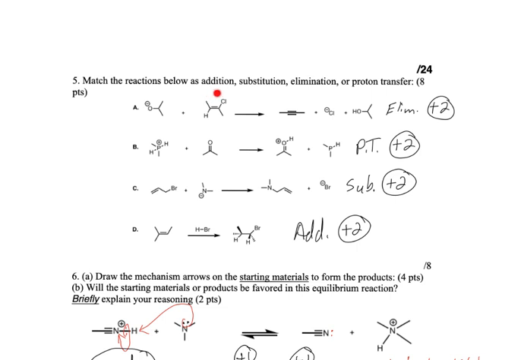Below, match your reactions as addition, substitution, elimination, or proton transfer. Elimination here because we're making a pi bond. Proton transfer because an H is moving. This oxygen is grabbing that H. This is a proton transfer. Substitution, a bromine is being substituted for a nitrogen piece. And then addition, because you have a pi bond and you lost one of the pi bonds, you're adding things across it, so that's an addition reaction.